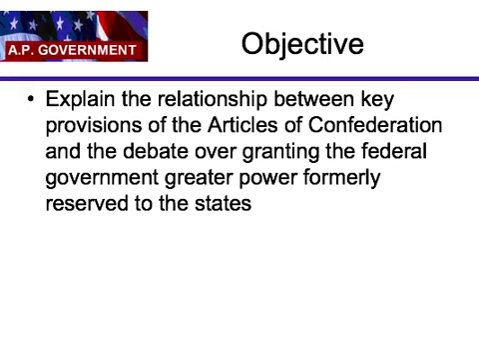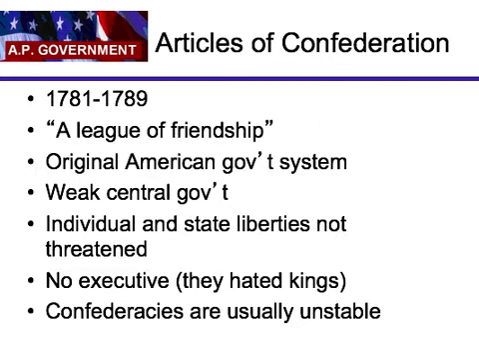So, you guys read the Articles of Confederation, and the biggest thing there is to look at the relationship between the Articles of Confederation and the constant argument of how strong should the federal government be. So a quick overview again on the Articles, 1781 to 1789. It was more of a league of friendship. Again, the states had the power, and this was your original government structure for the United States after the Declaration of Independence. Again, it creates that weak central government because they wanted the states to have power. They also had no executive branch because they hated the idea of a tyrant or a king.